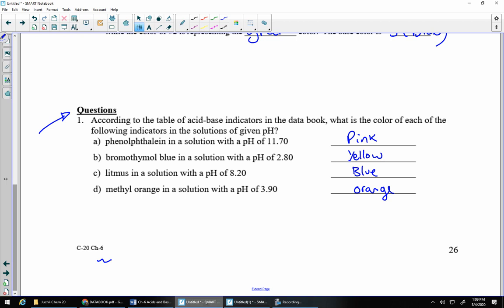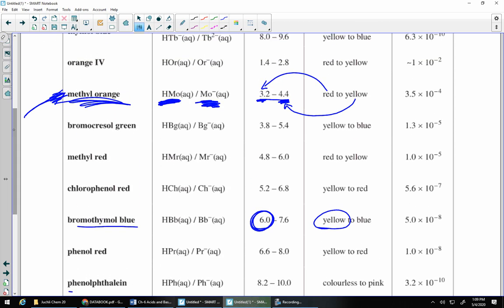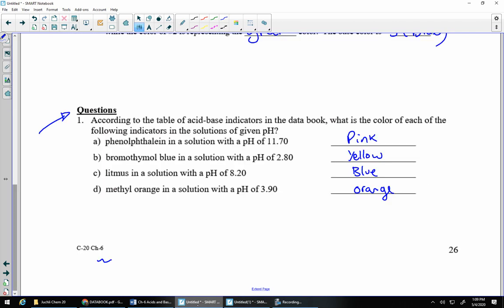It's not actually in the list, but we know that litmus turns at approximately a pH of 7, turns from blue to red. Litmus, you probably remember from other courses, if it's in a base, it's going to be blue. And then finally, methyl orange with a pH of 3.9. So let's just check out methyl orange. Oh, I got it all highlighted and stuff here. So I think it was a pH of 3.4 or 3.9 or something like that. Doesn't really matter. It's right in the middle of this range. So somewhere between red and yellow is orange. Nice. Okay, so there's that one.